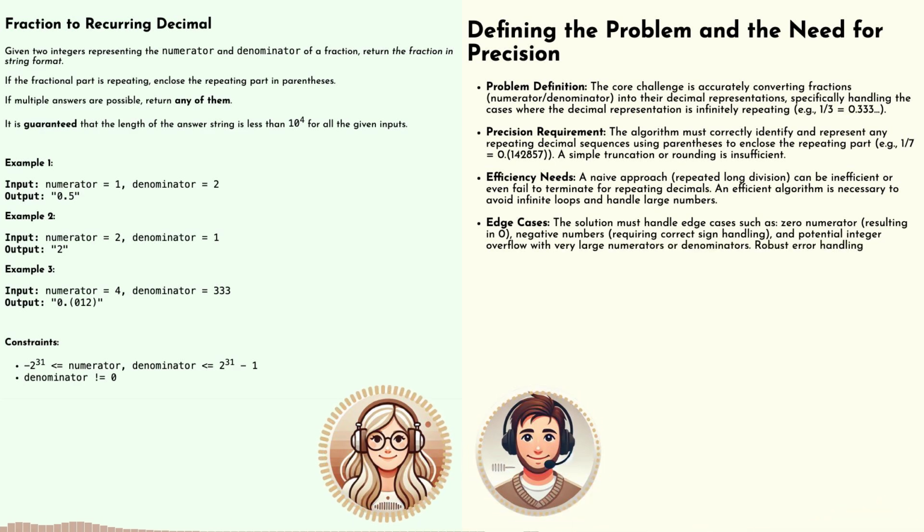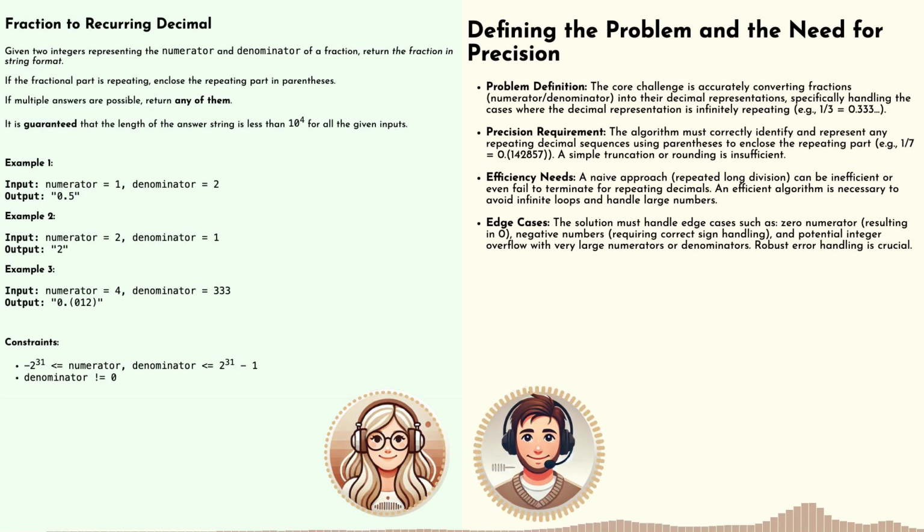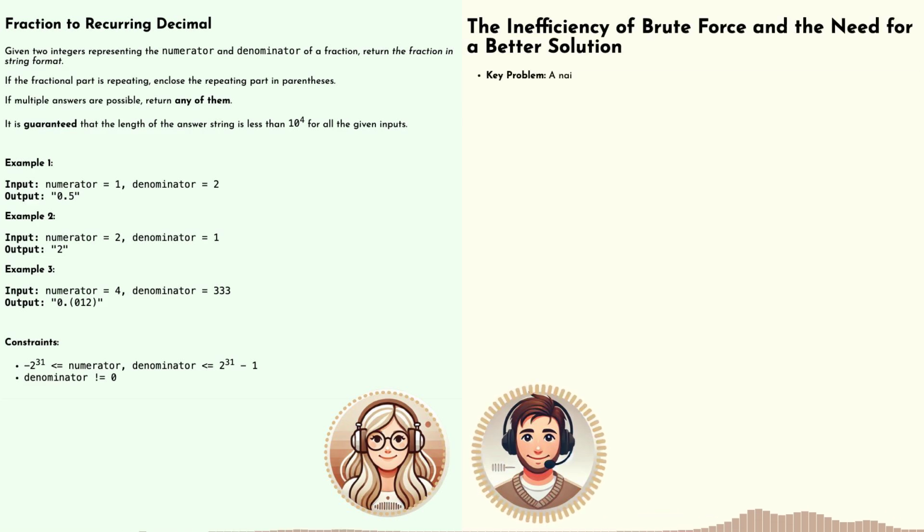So no rounding off allowed. Exactly. We need that precision, especially if we're dealing with anything where accuracy is super critical, like financial calculations or scientific simulations. Rounding errors can cause all sorts of problems there.